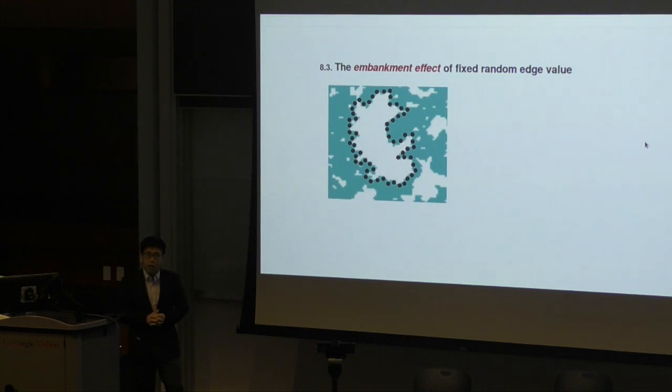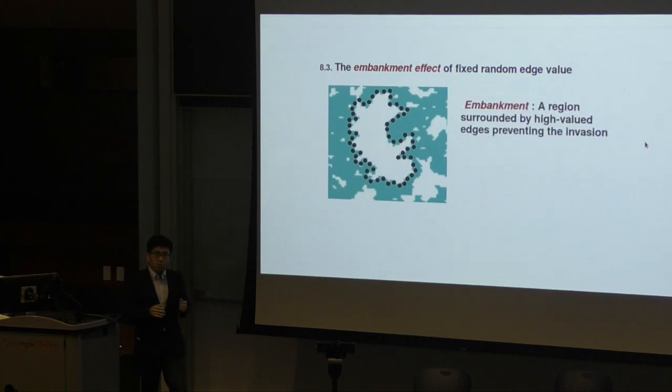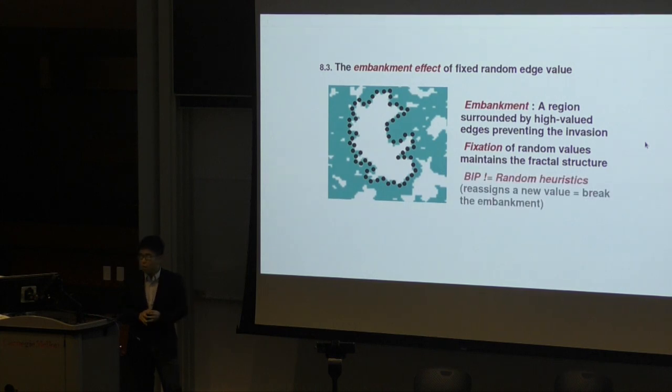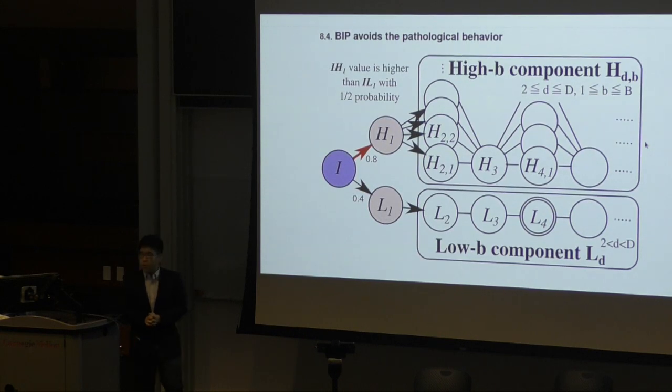And this is critical for the fractal structure called the embankment effect. So imagine a certain region of nodes is surrounded by high-valued edges. It forms an embankment because it prevents the invasion inside this region. So the fixation of random values maintains this fractal structure, and due to this fixation, it is completely different from just the random heuristics, because random heuristics always reassigns a new value to the node. Assigning a new value means breaking the embankment each time. And this BIP avoids a pathological behavior probabilistically.